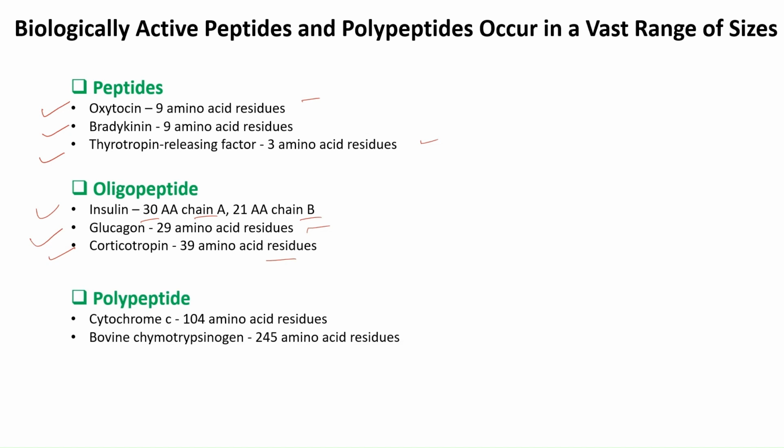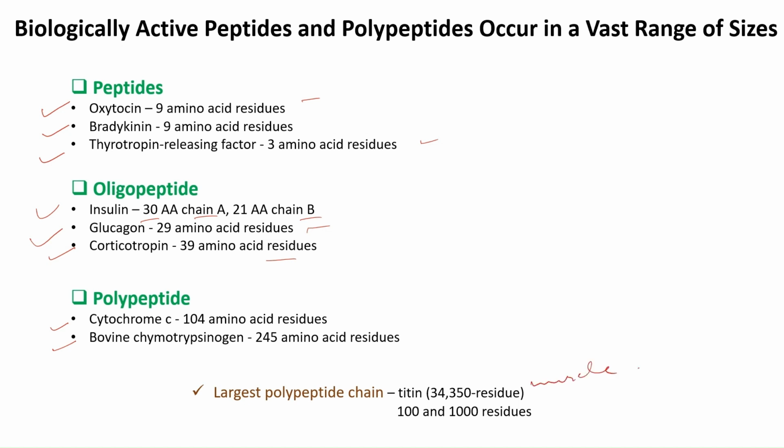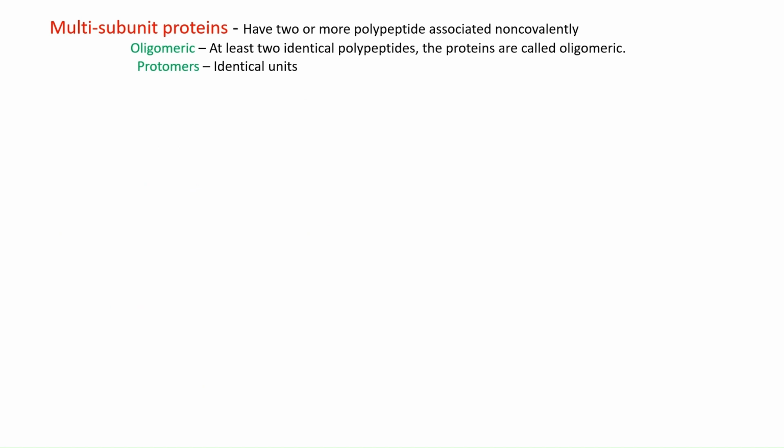Coming to polypeptides, cytochrome C consists of 104 amino acid residues. Chymotrypsinogen consists of 245 amino acid residues. The largest polypeptide is titin. It is a muscle protein, consisting of 34,350 residues. So, for a biologically active molecule, the size can vary from 3 amino acids to hundreds and thousands of amino acids. Now, some proteins are multi-subunit proteins.